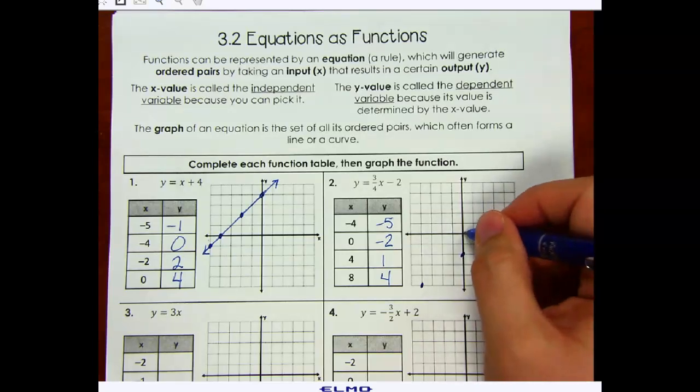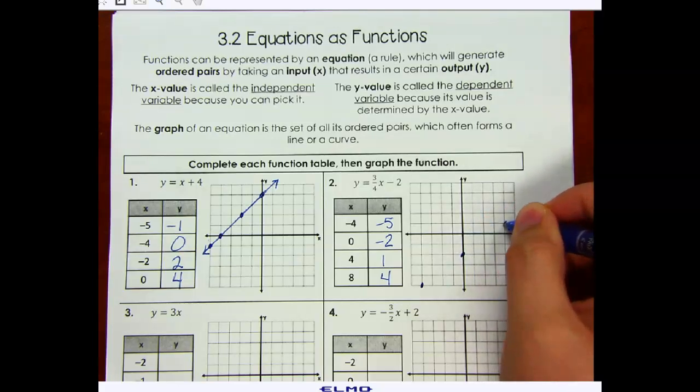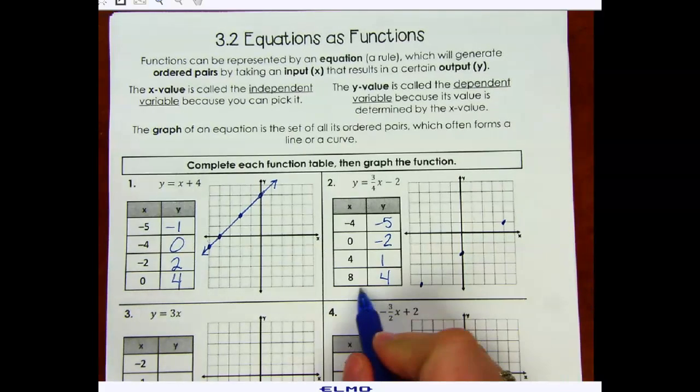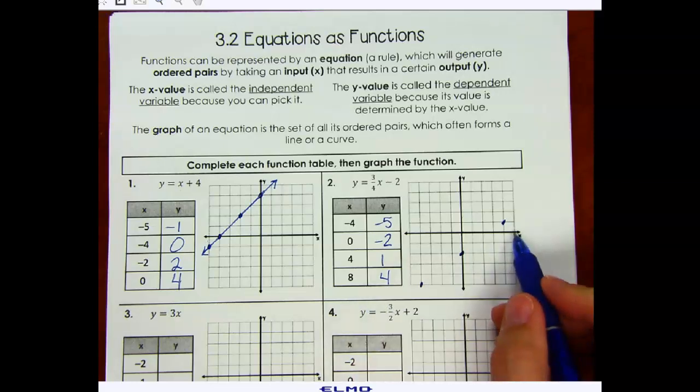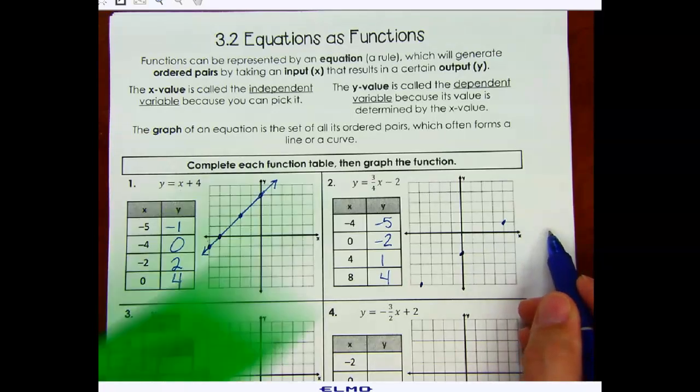4, 1 means that I'm going to go right 4, 1, 2, 3, 4, and up 1. And then this one, 8, 4, would be off my paper. So I can't do this one. This one only goes up to 5, so 8 would be way over here. So I can just use the 3 points that will fit on my graph.